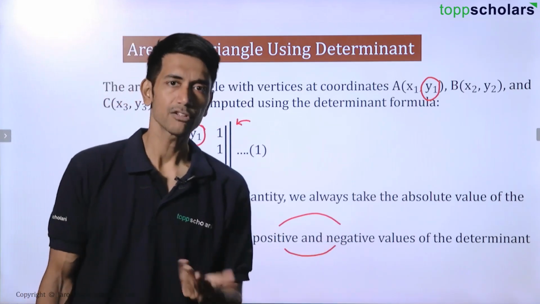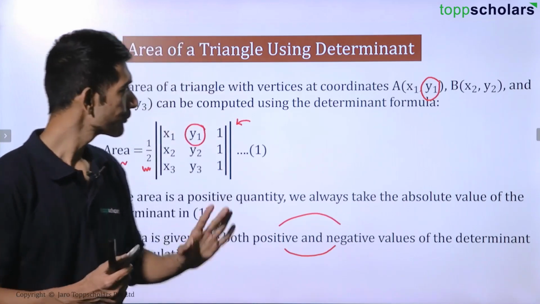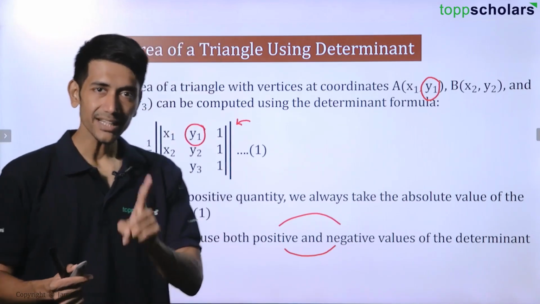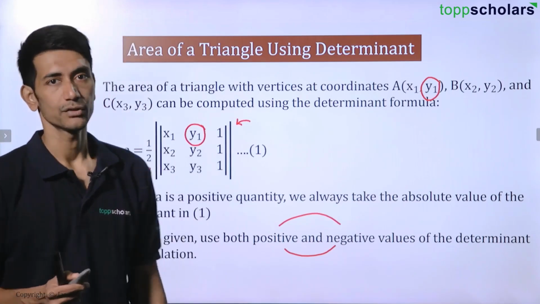You'll get to understand this better with the help of an example, don't worry. But to find only the area, it will always be positive. Make a note of this.